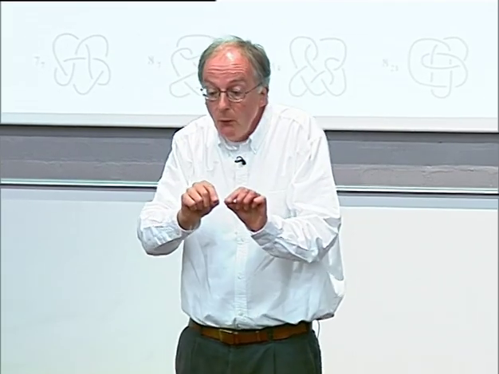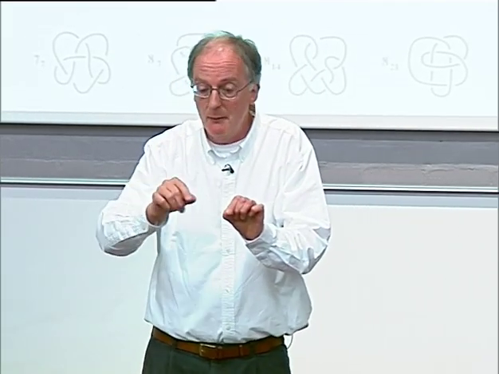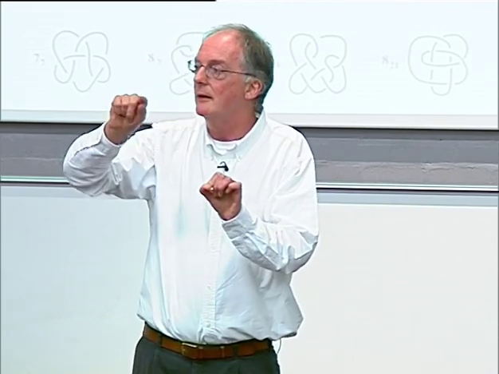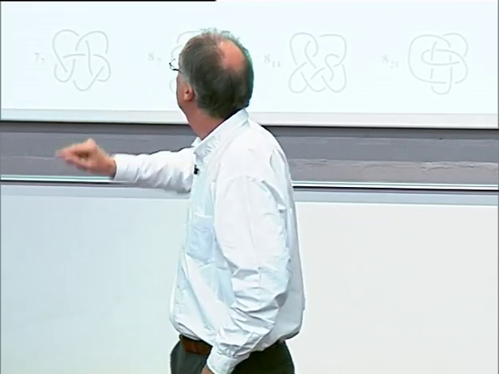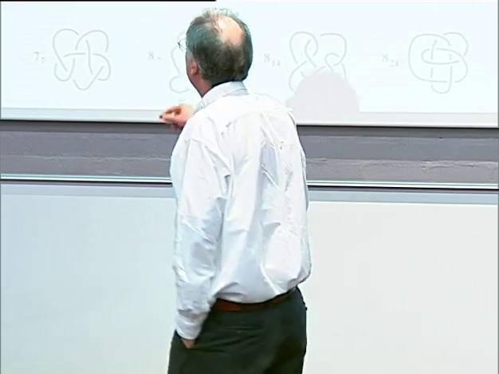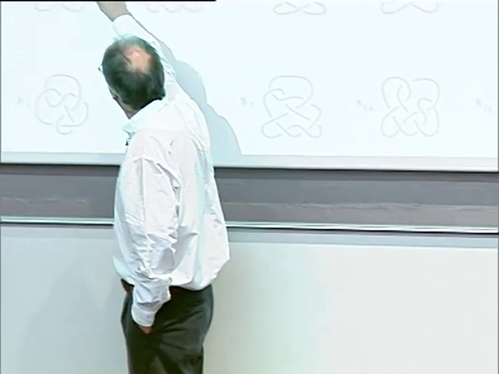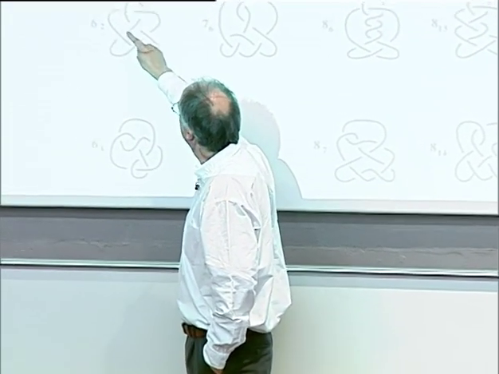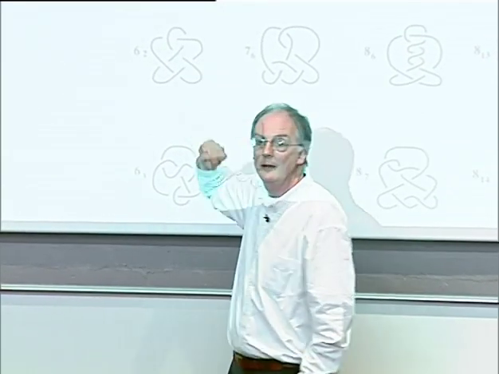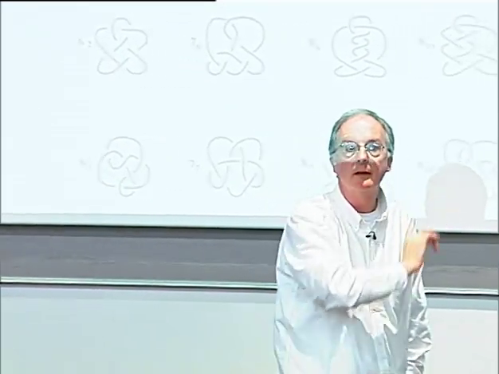Alternating means that as you walk around the diagram, you alternate between going under and over, under and over. And if you look at some of these, you'll see that. So here I'm going under, over, under, over, under, over, and so on. As you walk around, you alternate.